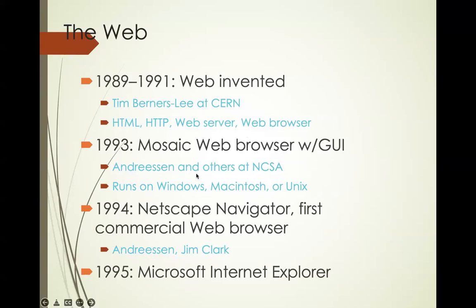So at that time, Andreessen and others at NCSA in the States developed the Mosaic web browser. It ran on Windows. At that time, the version was Windows 3, a long, long time ago. There were also Macintosh and Unix versions. For Macintosh, the interface was similar to Mosaic. The quality was surprising as well.